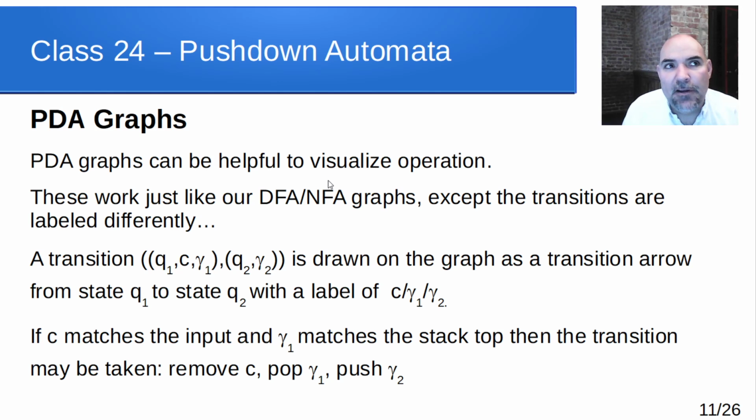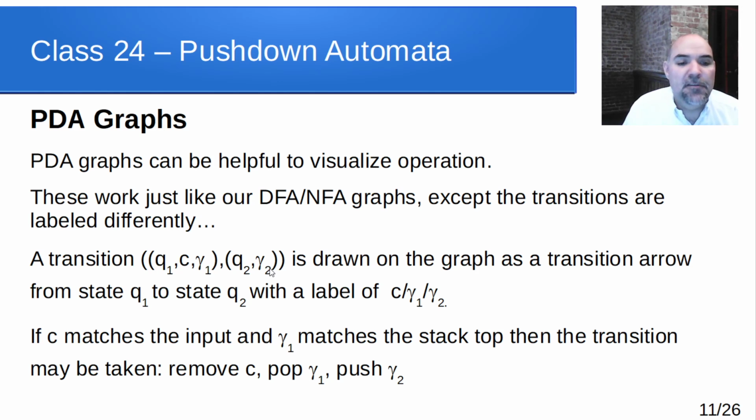But because the arrows also have to look at the stack to make the decision whether to take that arrow, we're going to have to label them a little bit differently. So in other words, a transition in the transition function, just like we saw earlier, is going to be drawn on the graph with an arrow from state Q1 to Q2. But we're going to label it with the character that's the input, what has to be on the top of the stack, and what gets pushed on the stack in place of it when that transition is taken.